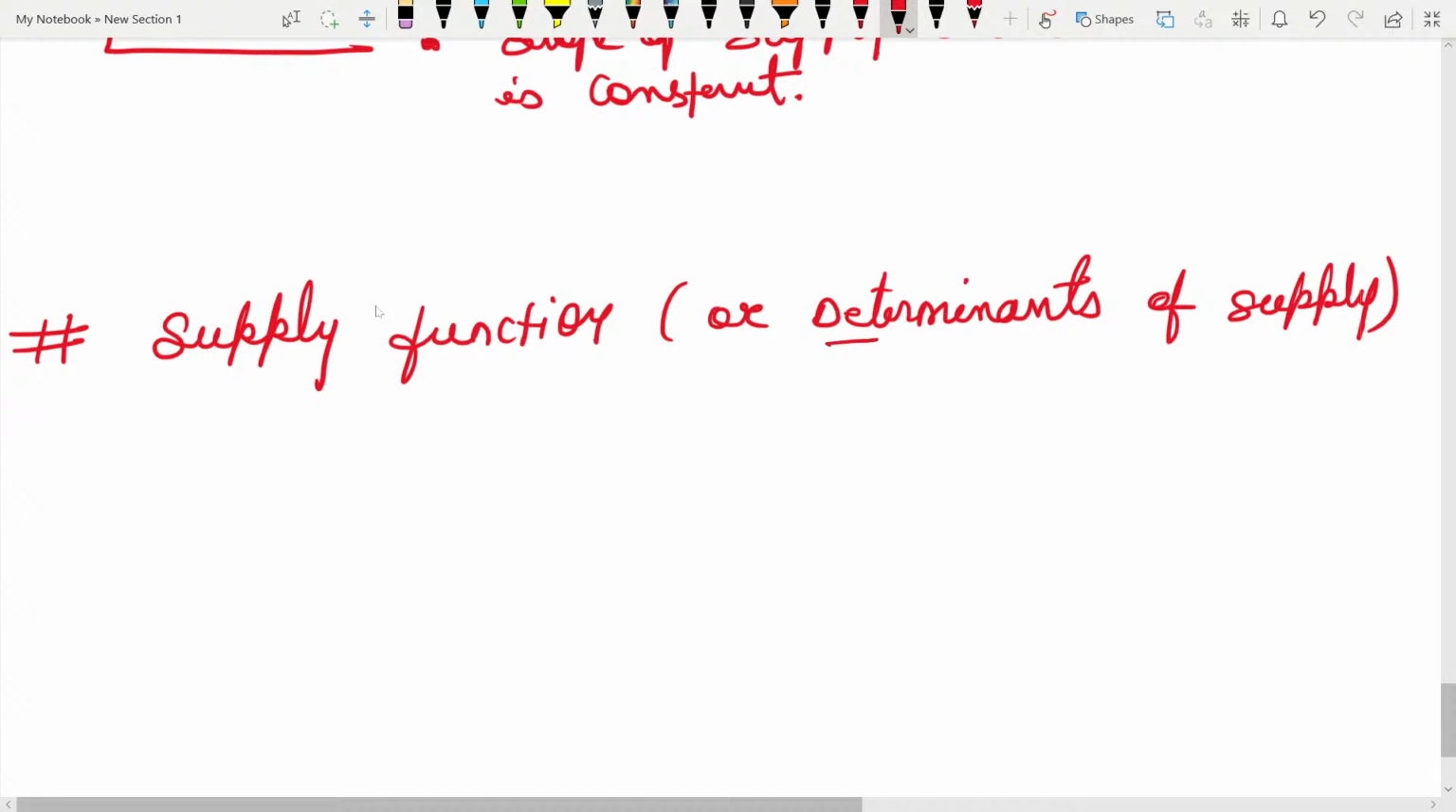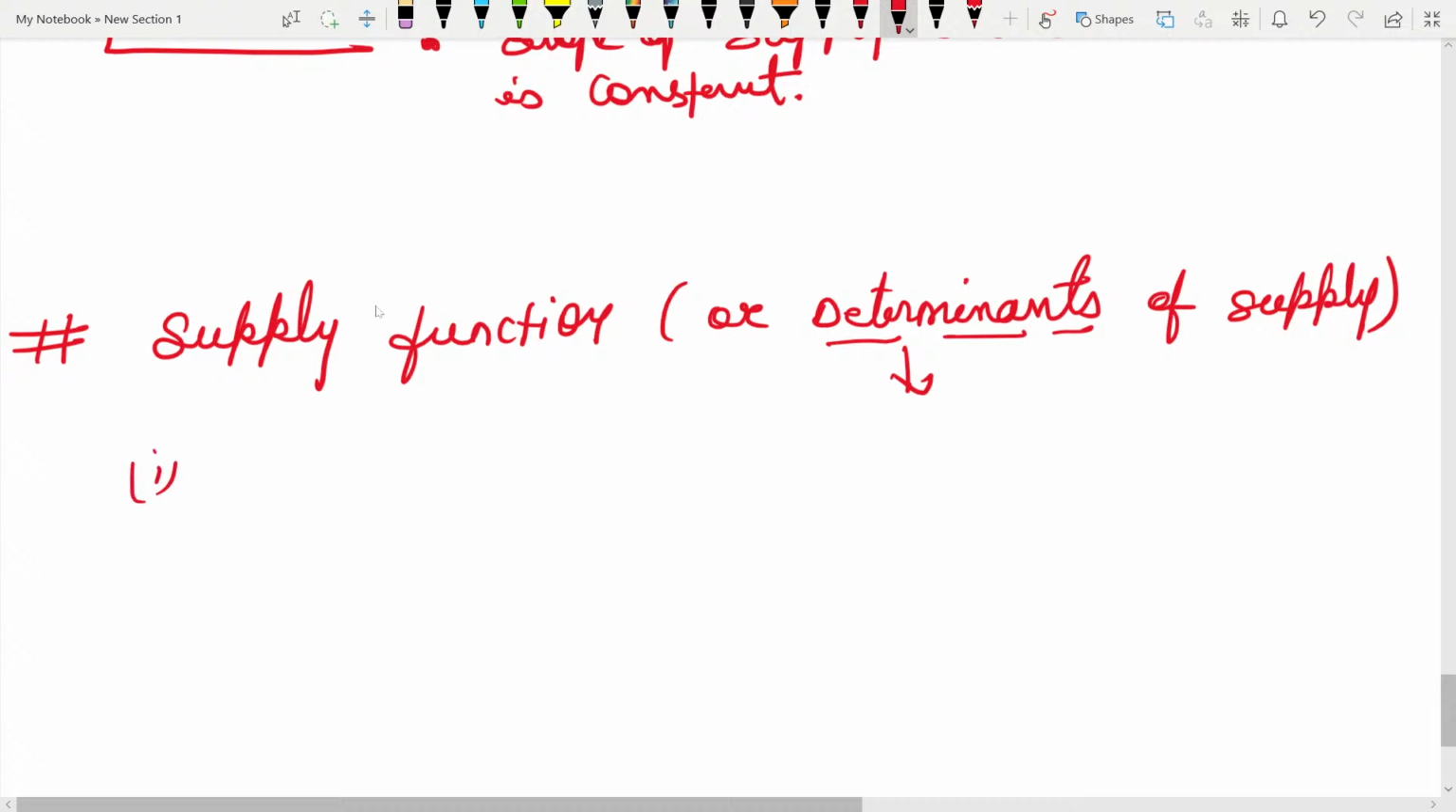What does it mean, determinants referring? So determinants basically refers to what kind of factors determine supply, what are those factors that are responsible for supply.